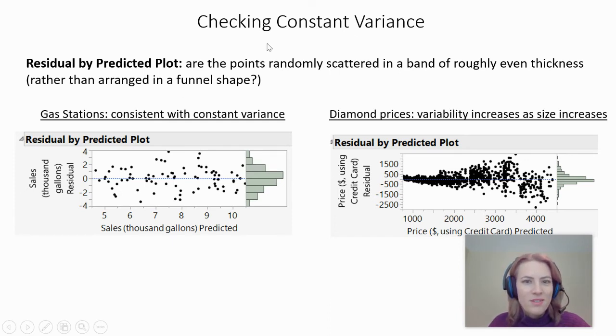Okay, so to recap, for constant variance, we're looking at the residual by predicted plot. We would like to see random scatter with equal thickness across the plot. What we don't want to see is this funnel shape where the variability changes as we go across.